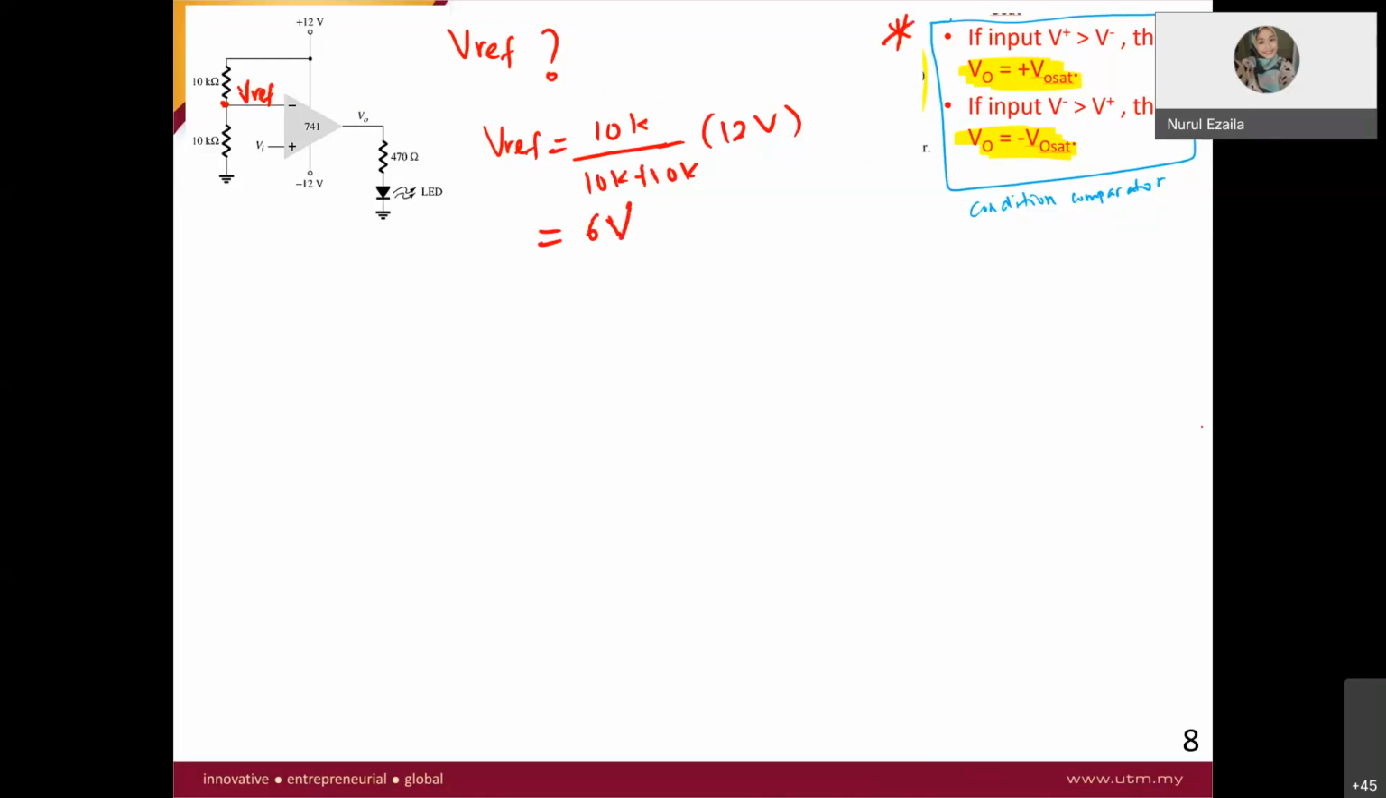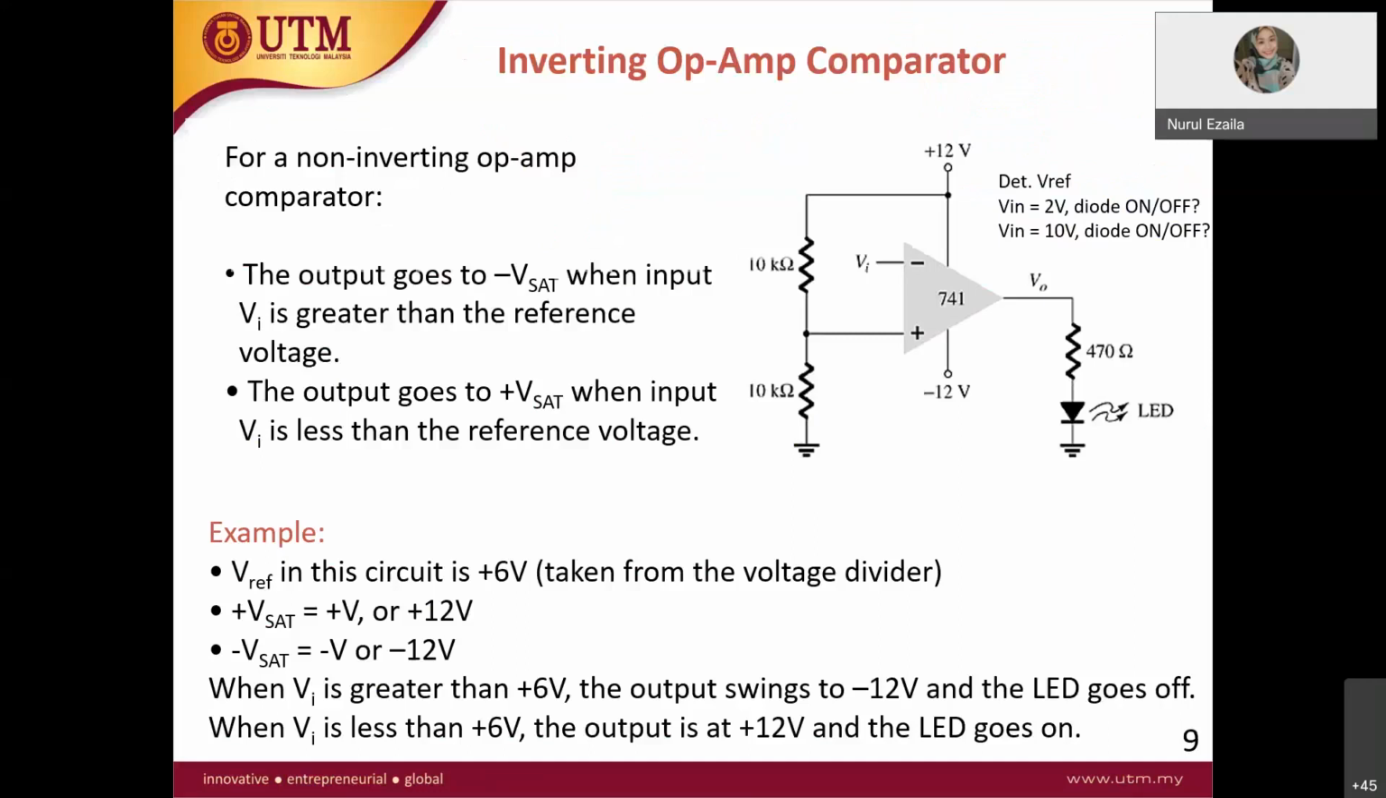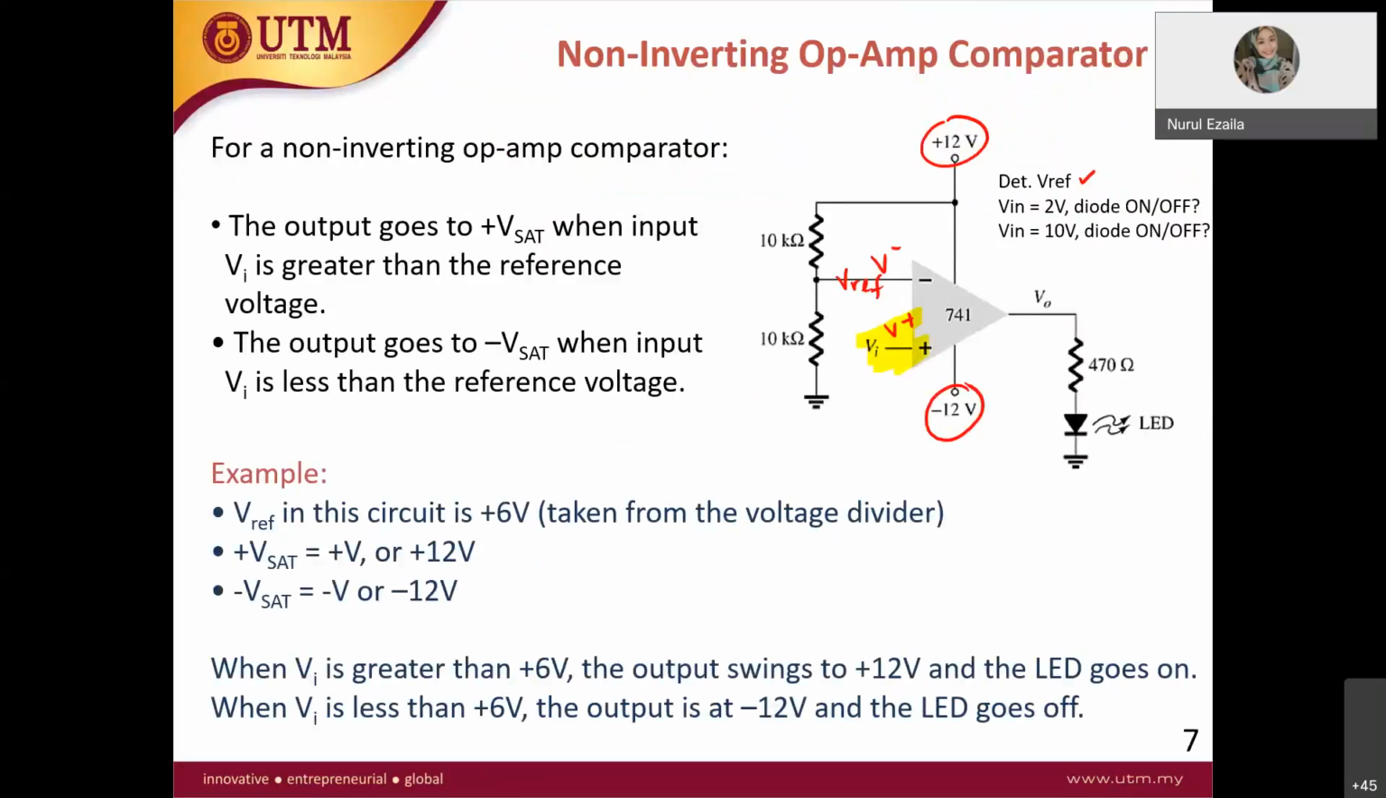So this condition where input V plus greater than the V minus, then V out equal to the positive V out saturation, and V minus greater than the V plus, then V out equal to the negative V out saturation. All right. So in this case, your V minus is V reference, while V plus is V in.